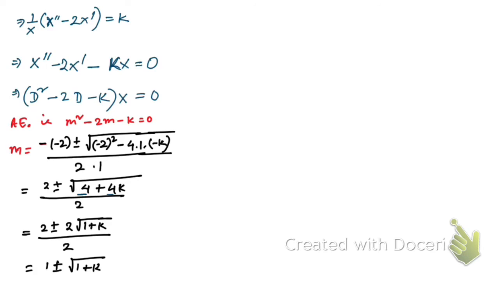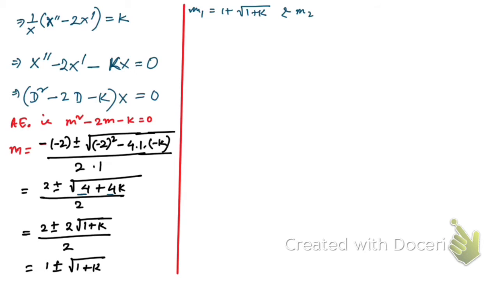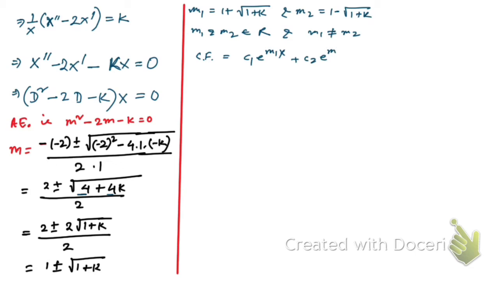Here what we have got, let me split this screen here. So m1 is 1 plus root over 1 plus k, and m2 is 1 minus root over 1 plus k. So m1 and m2 are real, sorry, not z, are real and distinct. m1 is not equal to m2. So in that case, the complementary function is given by c1 e to the power m1x plus c2 e to the power m2x.